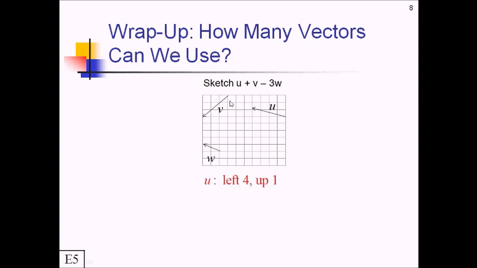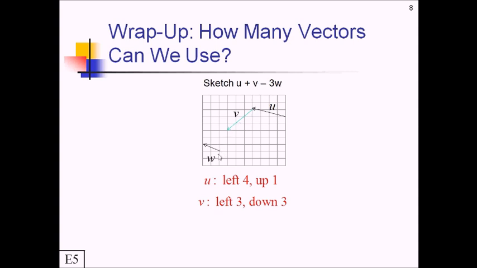And then for v, left 3, down 3. So that's what we have to redraw at the tip of u, because it's u plus v to start with. So we're going left 3, down 3, like so. But we're not done. From this, we now have to subtract 3w.